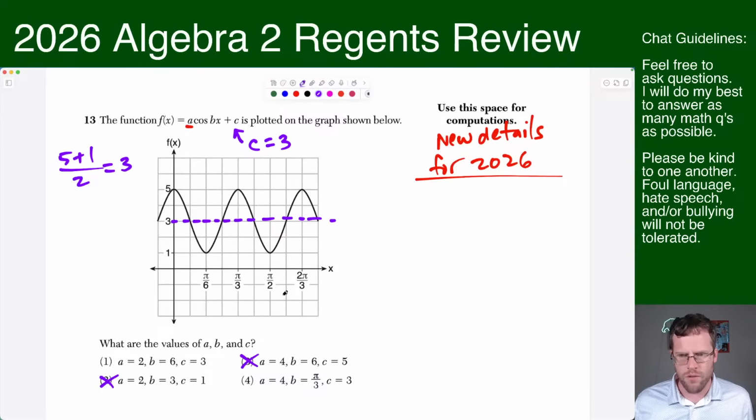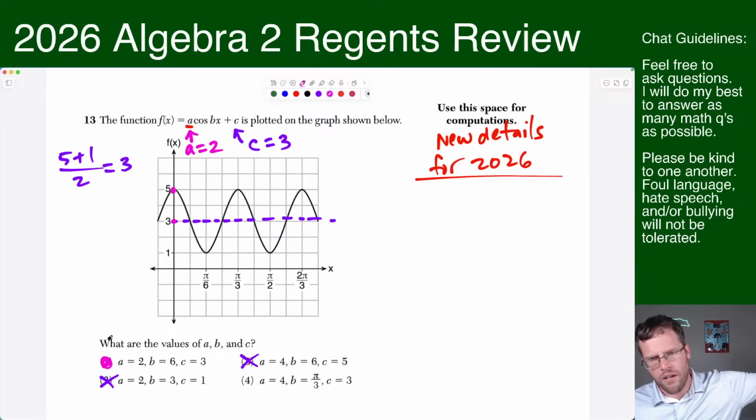And now we're down to 2. Now, the A value is equal to 2 for the first one and 4 for the second one. So the A value is going to correspond to the distance between the midline and the maximum. Or I could say from the midline to the minimum. But that's going to tell us here, okay, A in this case is equal to 2. So 13, we could say right away, is going to be choice 1. And that's not even using the B value at all. But let's say I do want to use the B value.